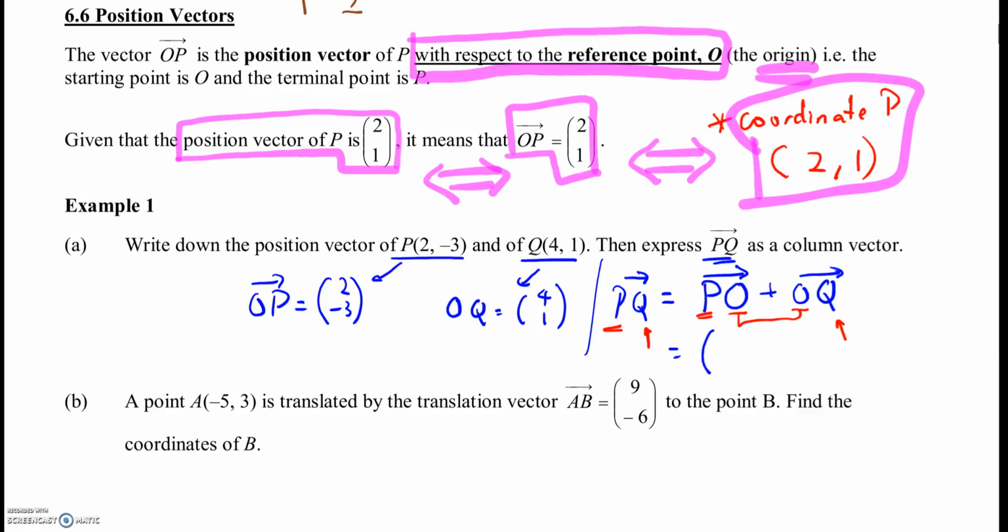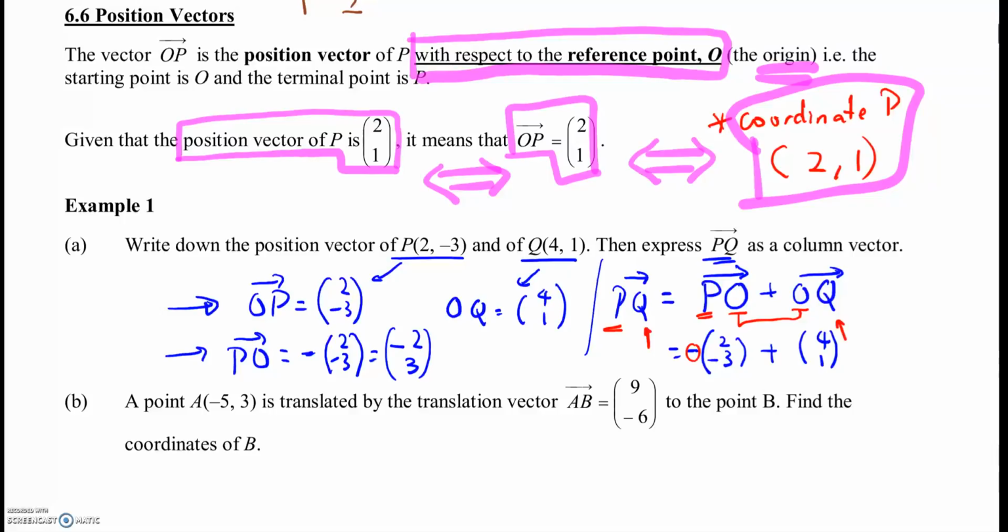How should I write PO? Is it (2, -3)? It will be negative of (2, -3) plus (4, 1). Do you follow? Again, why is it negative? Because this is a negative vector. Now, let's go back to OP. If OP is equal to (2, -3), what is PO? Negative of this, isn't it? And if I simplify, it will be (-2, 3), isn't it? This is what we learned the other time.